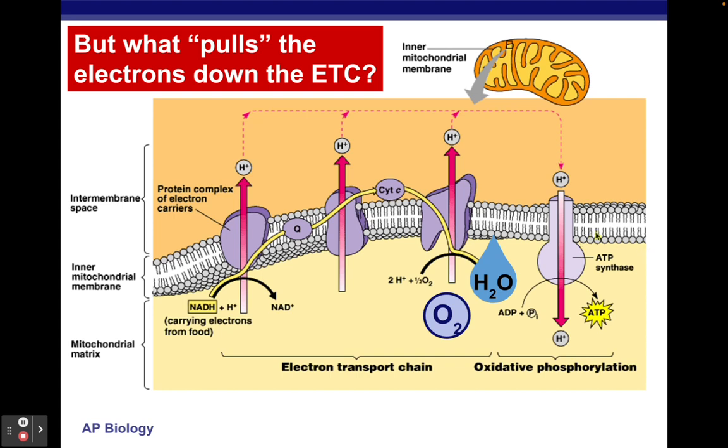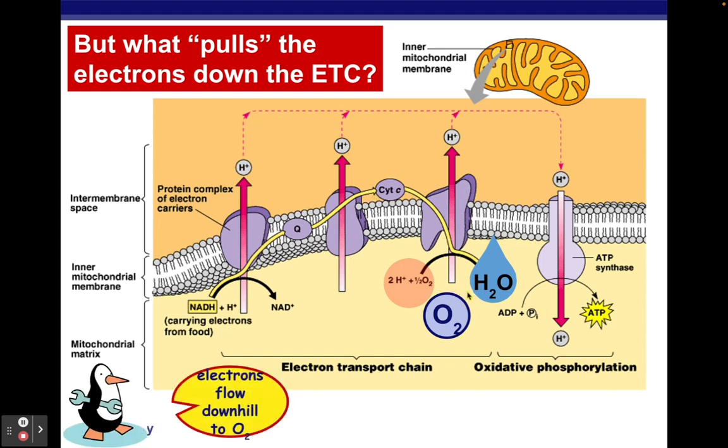The flow of electrons powers the pumping of them out. So what pulls them down? You guessed it, our highly electronegative oxygen is pulling those electrons down. It's always looking for them. It's like electron hungry. So what pulls those electrons back down? It's the oxygen, because it's so electronegative. It always wants to go downhill to the easiest path, which is oxygen. So moral of the story, oxygen is greedy as ever for electrons.